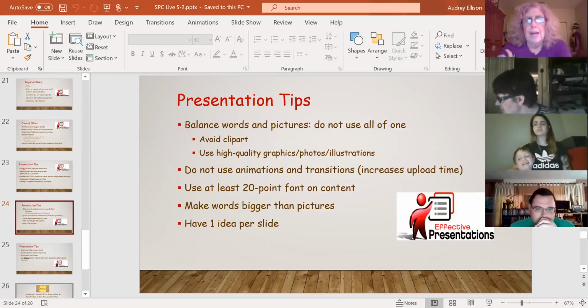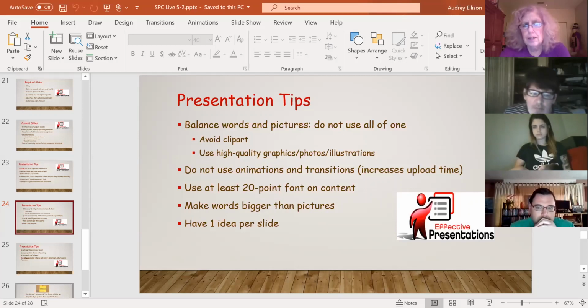Tips. Balance your words and pictures. Do not use all of one. It's ineffective. Use high quality graphics, not clip art. Try to avoid animations and transitions for a couple of reasons. One is that it increases your upload time, and the other is that I look at your slides in this mode, so I don't get to see it anyway, so it's a waste of energy to even put them in.